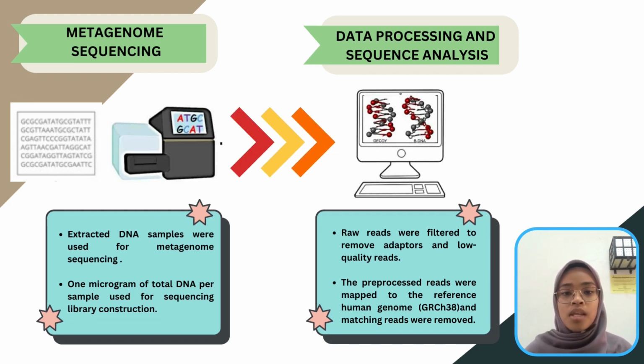The next step is data processing and sequence analysis. The raw reads were filtered to remove adapters and low quality reads. The quality of the processed reads was assessed. The pre-processed reads were mapped to the reference human genome and matching reads were removed.